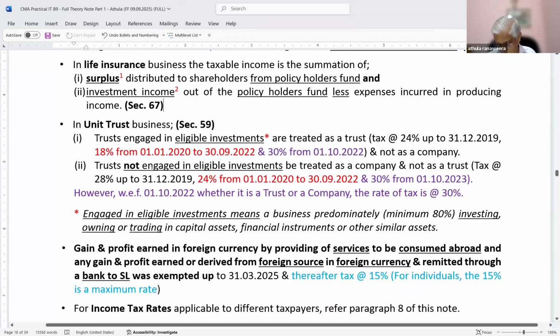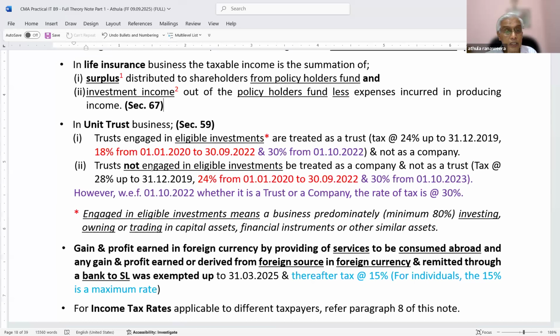Then unit trust business. Under the unit trust business, what they are doing is they collect funds from other investors. Now, I am not very familiar with share market investment, treasury bill investment, or any other investment. I'm so busy with my other professional work. Therefore, even if I have knowledge, I'm reluctant to do my investment on my own. Then what can I do? I can go and pool that money in a unit trust.